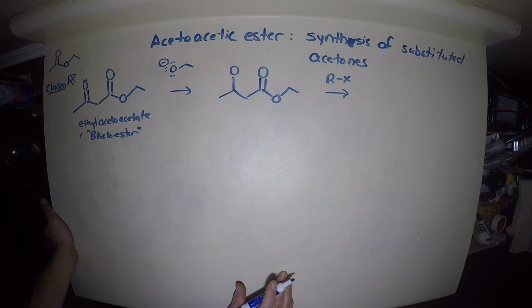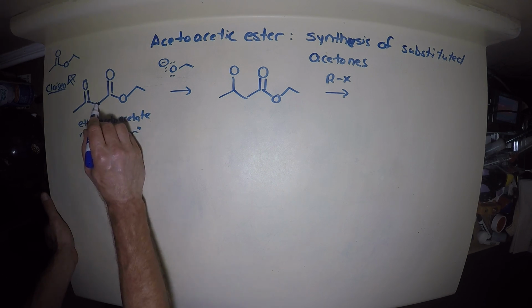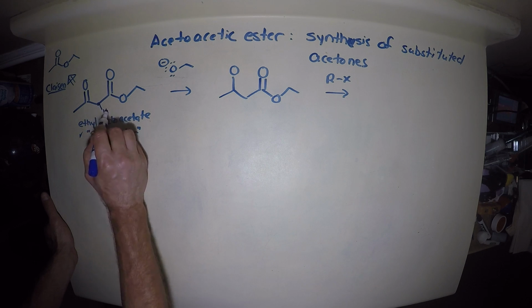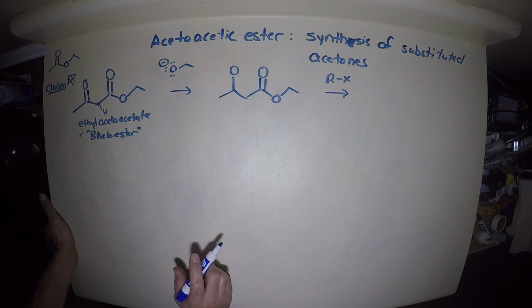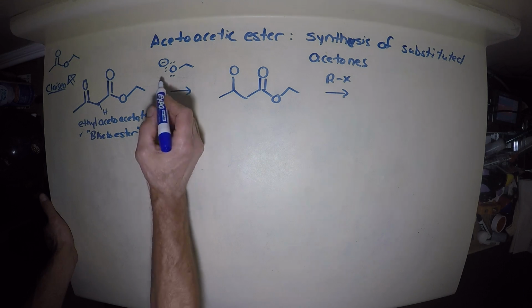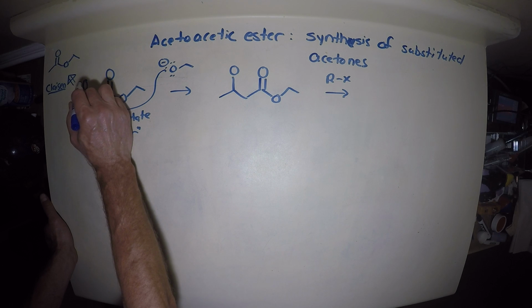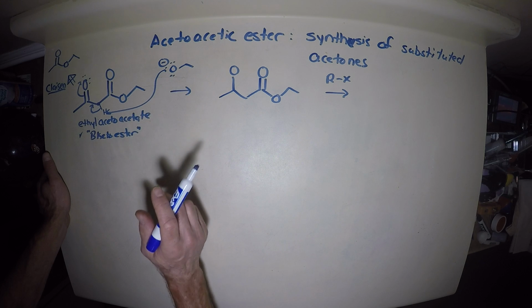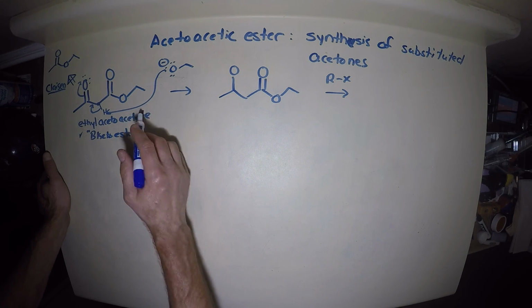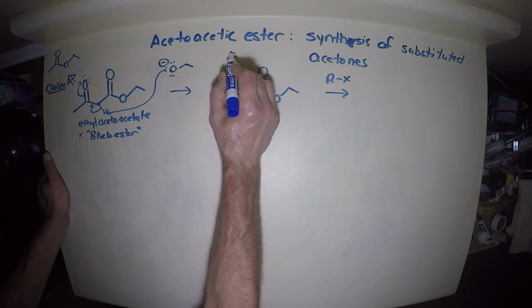Being a beta keto ester, the alpha carbon shown right there is doubly alpha, and so its hydrogens are even more acidic than, say, ethyl acetate, pKa value of about 10. So with a base like ethoxide, we can, with one equivalent, generate full conversion to this enolate.